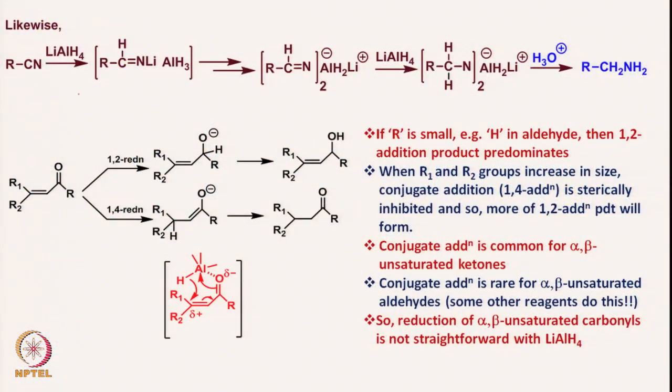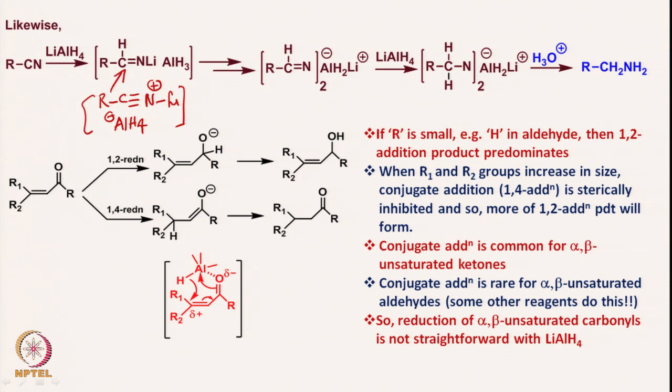In a similar fashion, the nitrile reacts with the lithium aluminum hydride. So we have the nitrile group here, which interacts with the lithium plus here like this, forming a nitrilium ion here and AlH4 minus, which leads to the formation of this intermediate here.